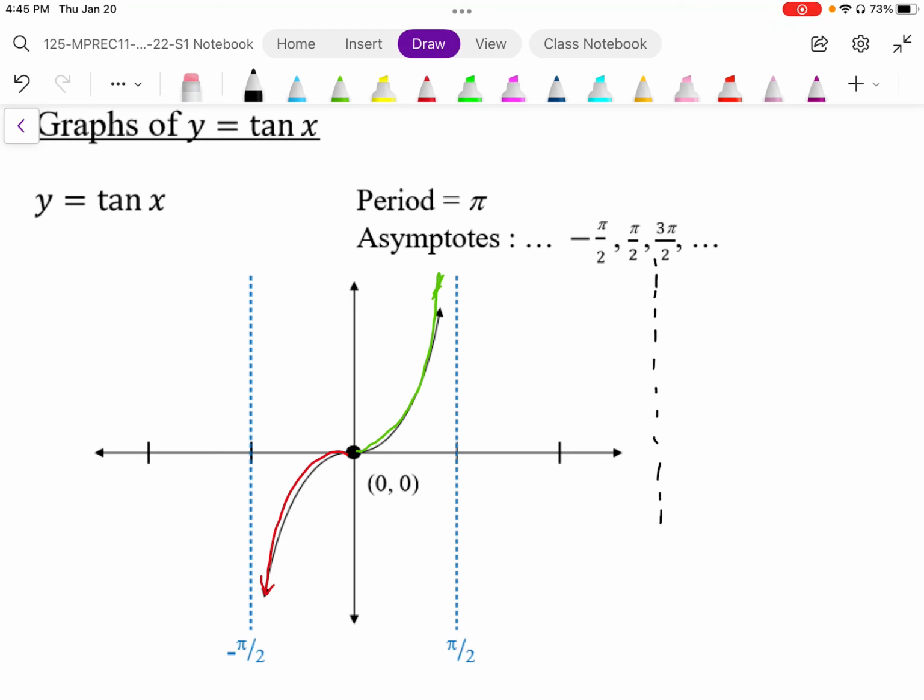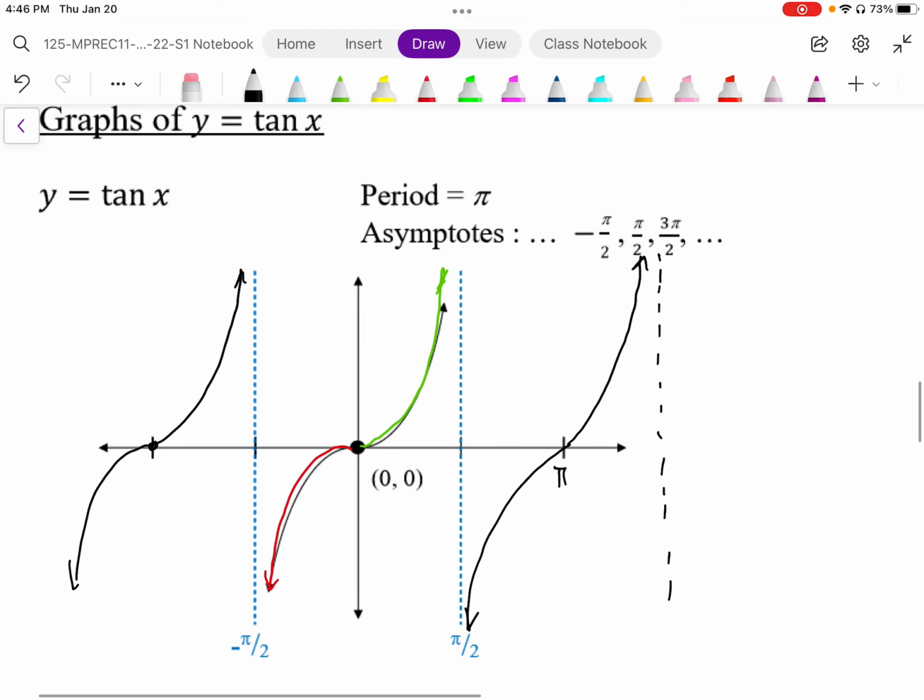3 pi over 2. Okay, so that point being pi. And then we'd have another graph that's a repetition of that original graph that goes through there, and it is symmetrical like that. And then we'd have another 0 here, and again, it's following that same pattern going in the other direction. Okay, so our main reference point is going to be that point there. That's our center. That's what we're going to keep track of when we do our transformations.